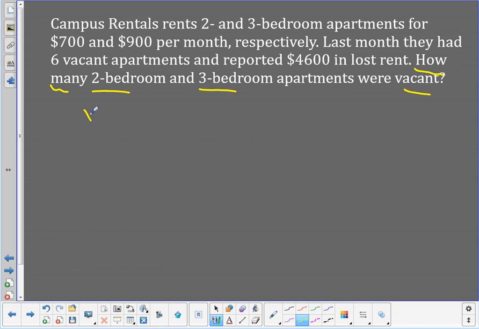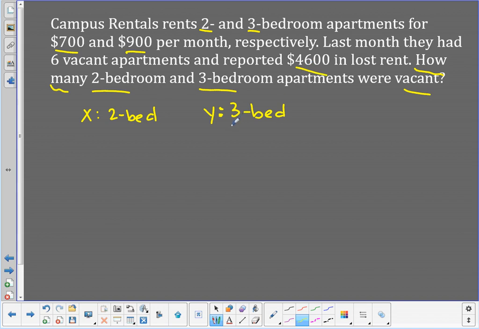So that's what I'm going to name my variables. I'm going to say that X is the 2 bedroom and that Y is the 3 bedroom. So X is my 2 bedroom, Y is my 3 bedroom apartments. Now, I need to go back and look at the beginning and look at what's happening with these variables. So I know that 2 bedroom apartments are $700. I know that 3 bedroom apartments are $900. And I know that they lost $4,600 in rent.